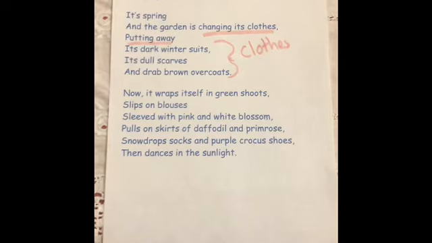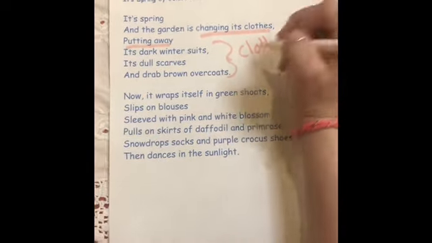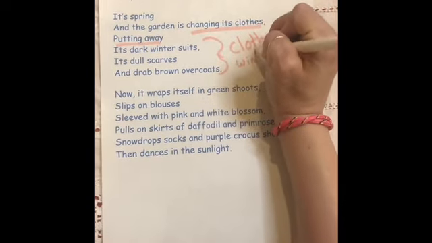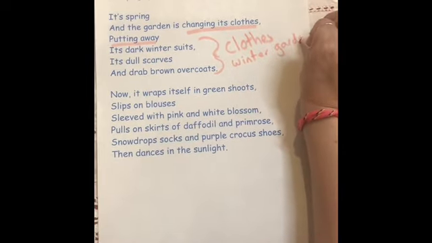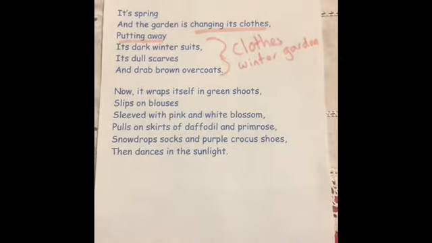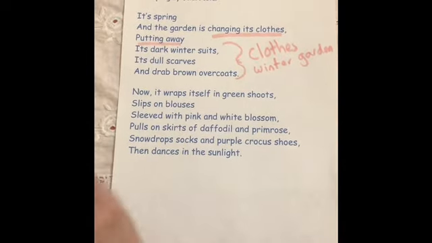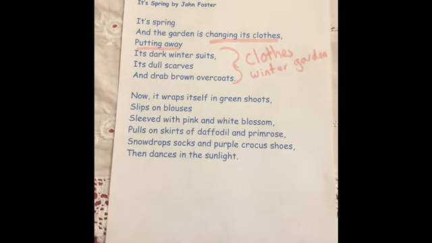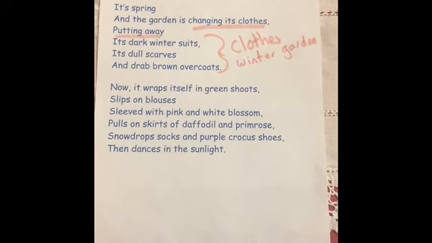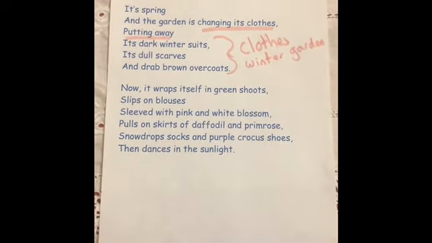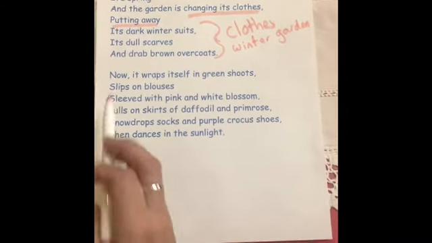What the author means by that is a winter garden. All of the things you might find in the garden, like dull scenery, brown leaves. And the winter suit is just what the garden might look like in winter, kind of dead. Now it's coming back to life.